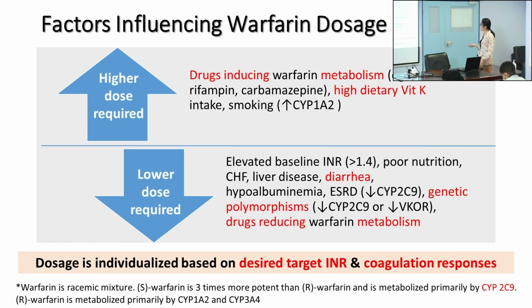And there are many factors, and other important things are like genetic polymorphism. For some people, they have some genetic mutation in their liver enzyme, especially the CYP2C9 enzyme, or also the VKORC1 enzyme, the one that warfarin targets. Yes, this will also influence the metabolism. And drugs that reduce the metabolism of warfarin mean more warfarin will remain in the body. So in this situation, you may also need a lower dose.